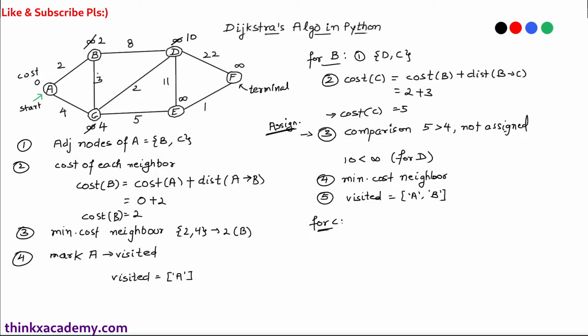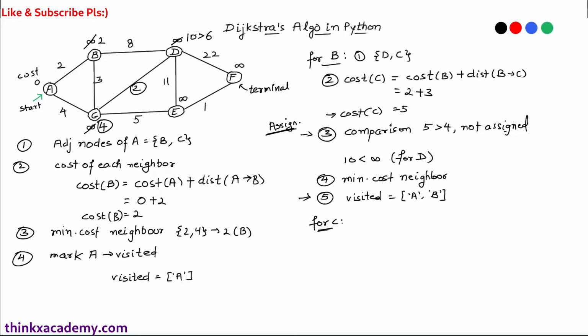So for C, I have these neighbors, which are A, B, D and E. A and B are already in the visited array, so I'm not going to visit them. D and E are not in the visited array. So now I will calculate the cost for D first. The cost will be 4 plus 2, which is 6. And you can see 6 is less than the cost of the node D. For that, I can just write 10 is greater than 6.